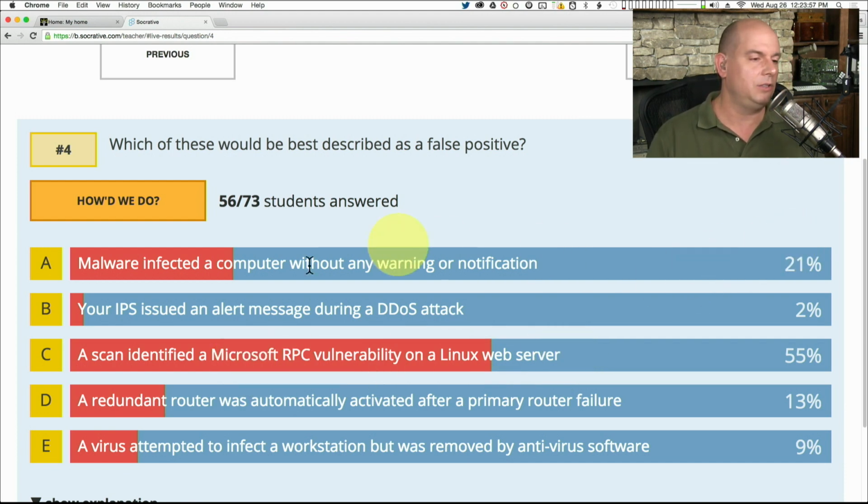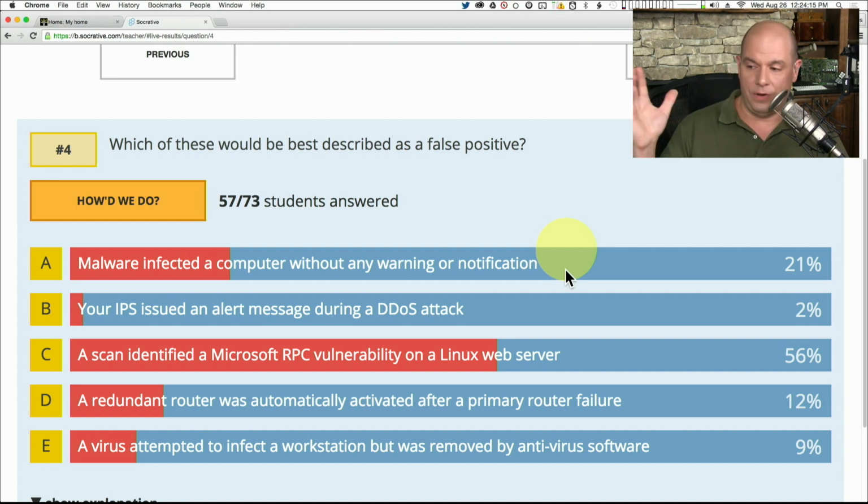For those of you that did answer, the 21% that said malware infected a computer without any warning or notification, that's the reverse of a false positive. That's a false negative. I should have gotten a warning and it got infected. I got zero warning. False negative occurred. That's almost as bad. In some cases, worse, because something bad really did happen and you have no idea.